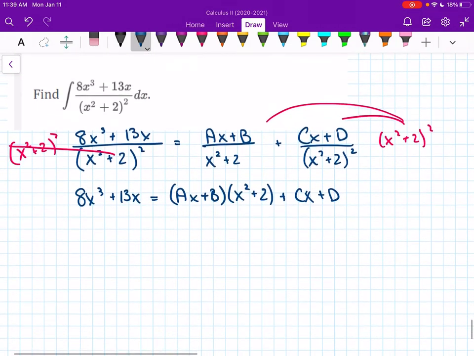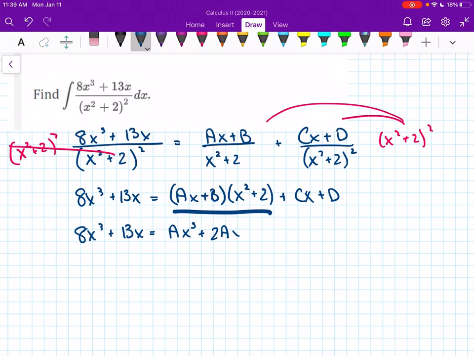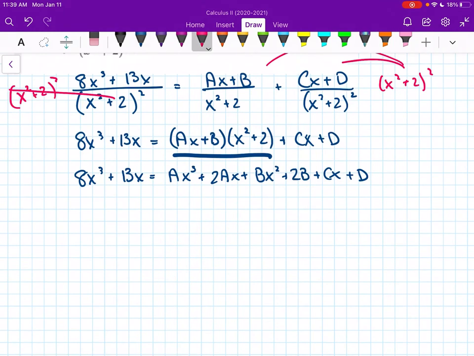And then here I'm going to go through and expand this and multiply it through. So I get 8x cubed plus 13x. And when I FOIL that, I'm going to get ax cubed plus 2ax plus bx squared plus 2b plus cx plus d. And then I'm going to go ahead and do the relating of the coefficients. So I'm going to have everything that has an a, b, c, or d on one side, which I already do, and then I have everything without a, b, c, or d on the other side.